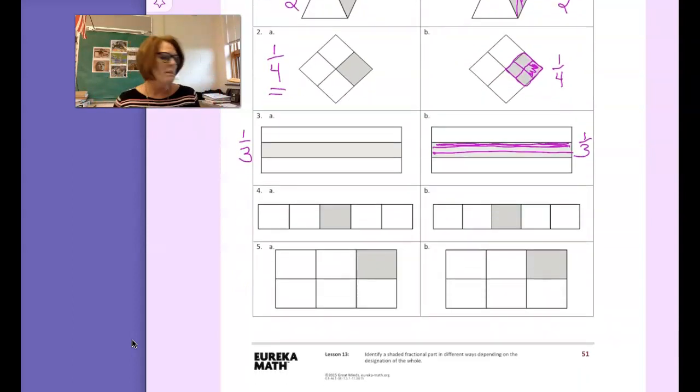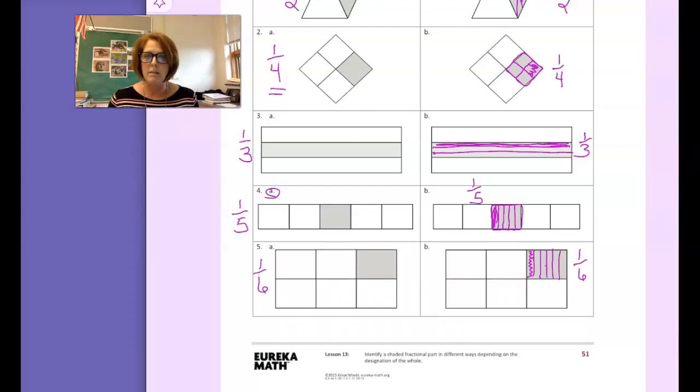Number 4A, the fractional unit is 1/5. So now we're going to make this our whole and divide it into fifths. And we can see how much smaller 1/5 over there is to 1/5 in letter A. Same unit fraction, but it looks different. Go ahead and do number 5A and B on your own and come back when you're finished. Hopefully your number 5A and B looks like mine. So we had 1/6 over here. We used this as our whole, divided it into sixths, and showed 1/6 over there.